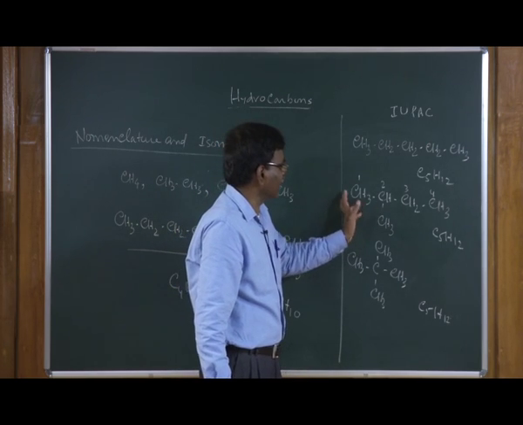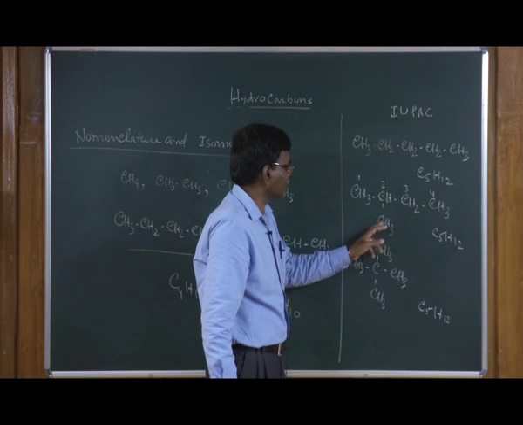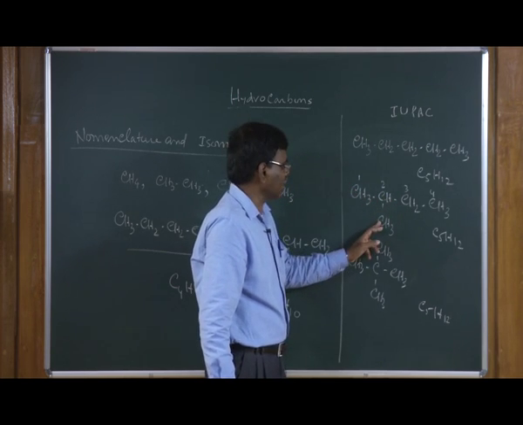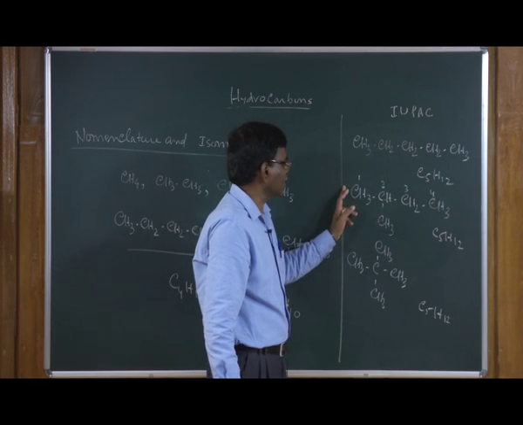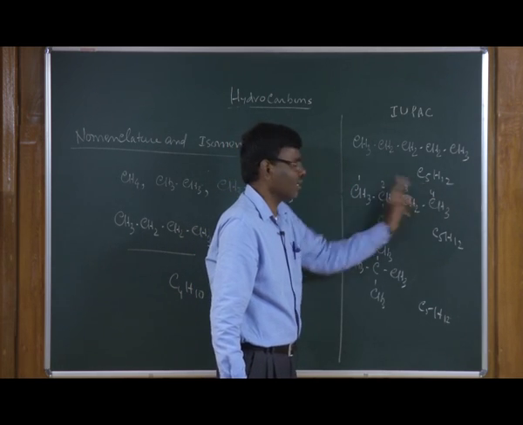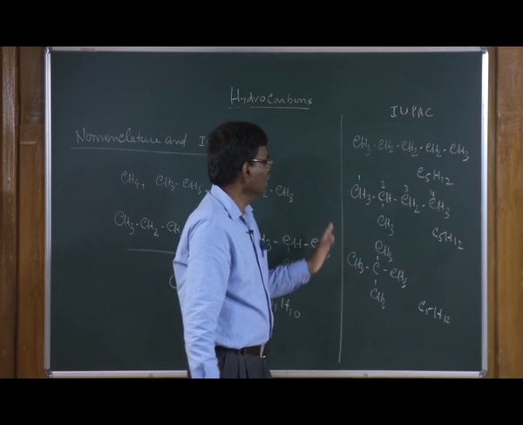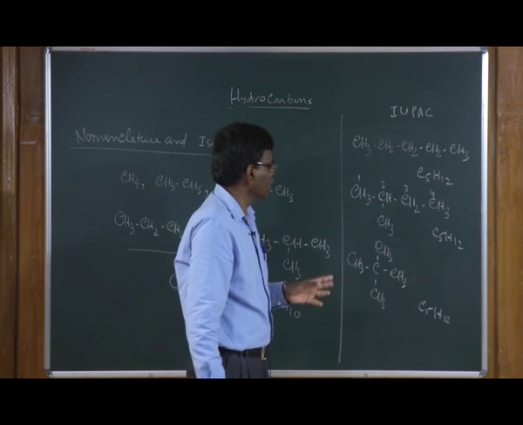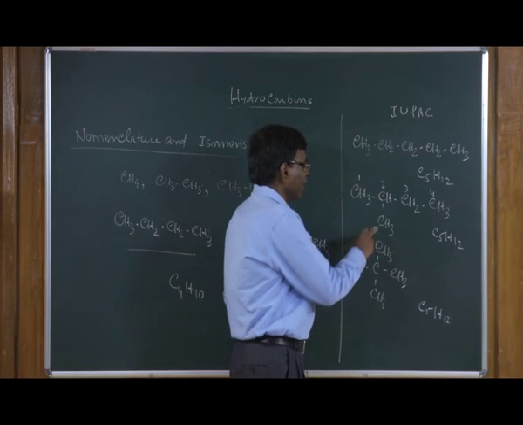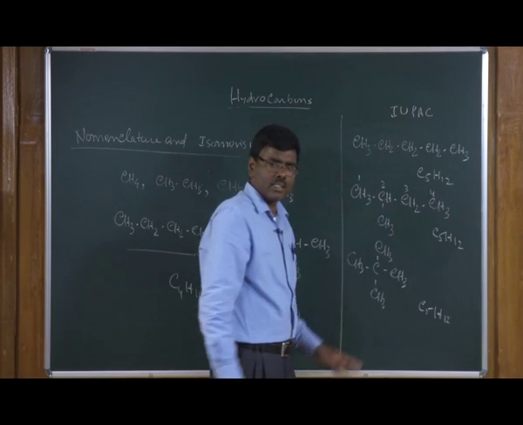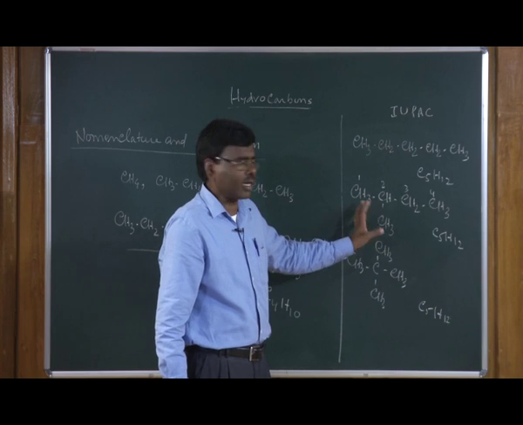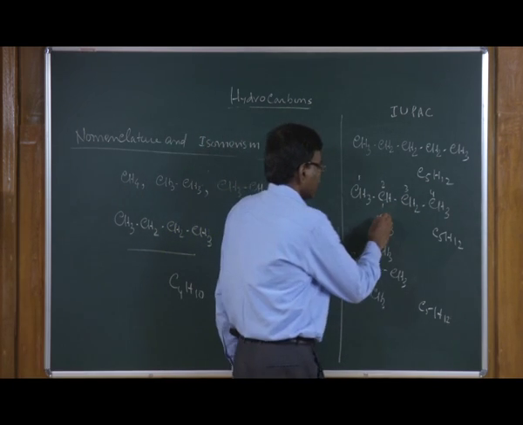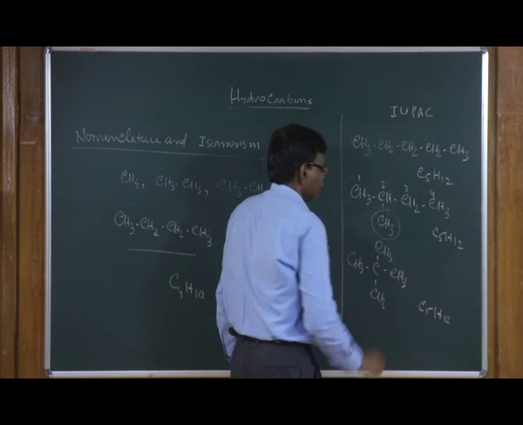If you look at this one, the substitution is present closer to this carbon, which is the end. Therefore, you have to start numbering from this carbon, not from this side. Once the numbering is done, you have to find the substitution position and combine it with the name of the substituent. In this case, you have the methyl group.